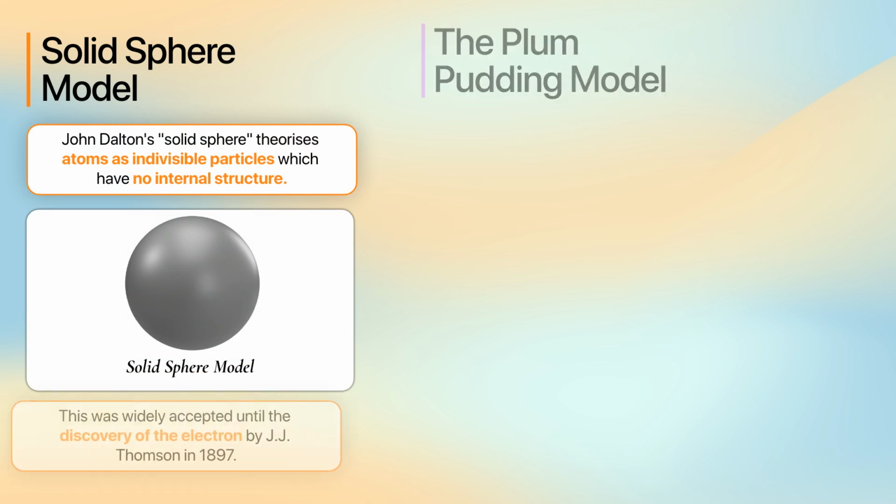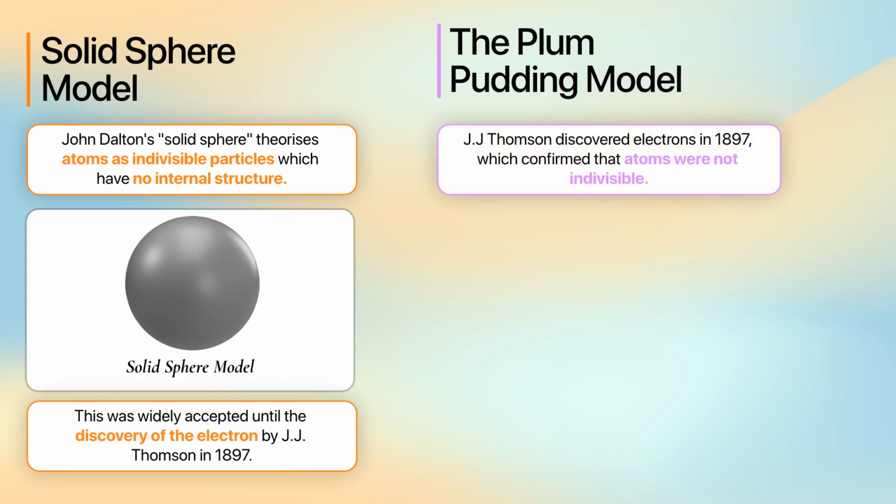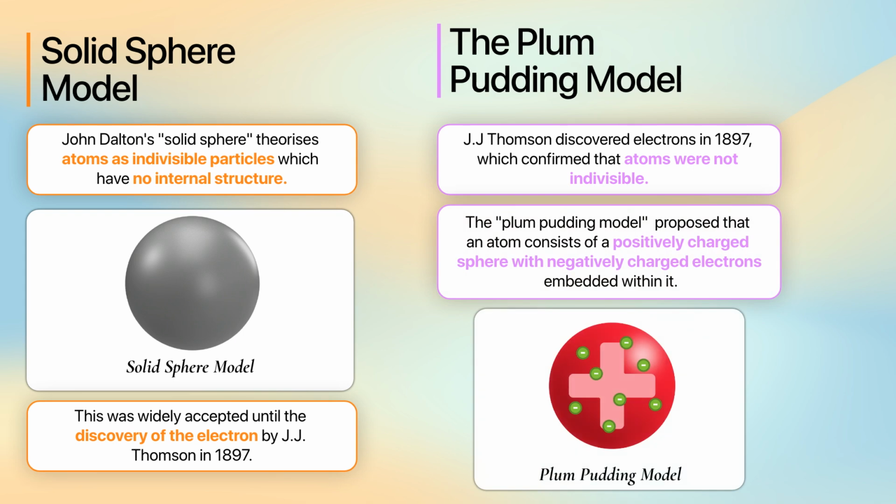That's all for today. To summarize, we have discussed John Dalton's early concept of atoms as indivisible particles in the solid sphere model. This idea was widely accepted until the discovery of the electron by JJ Thomson in 1897, which confirmed that atoms were not indivisible, prompting a change in the scientific model of the atom. This was formalized in the Plum Pudding model, which proposed that an atom consists of a positively charged sphere with negatively charged electrons embedded within it.